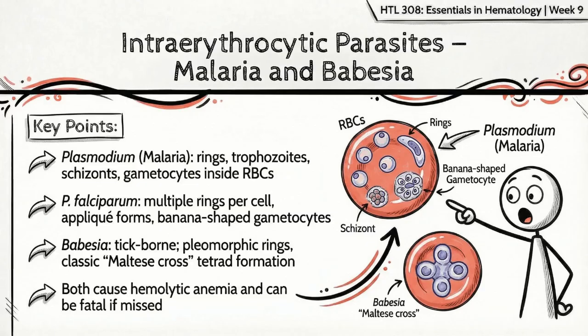Key morphologic clues: banana-shaped gametocytes and appliqué forms, where the ring is at the very edge of the RBC. Plasmodium vivax causes enlarged RBCs with Schüffner stippling and large, amoeboid trophozoites. Babesia species can look very similar to P. falciparum ring forms, but there are important differences. Babesia lacks pigment, hemozoin, has no other life cycle stages, and characteristically forms the Maltese cross or tetrad form, 4 merozoites arranged in a cross pattern, which is pathognomonic. Travel history is your best clinical differentiator.